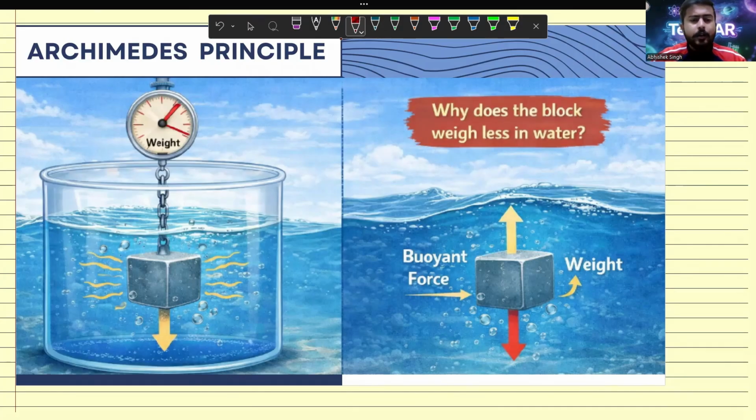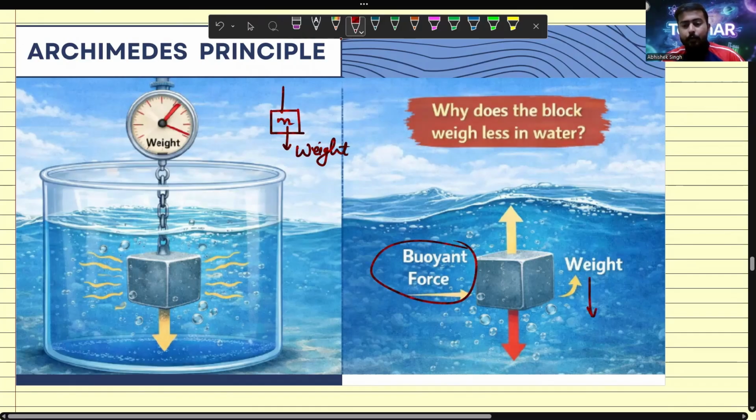If I put the block in air, there is only one force which is acting, that is weight. But if we put the same block in a liquid, the liquid also applies an upward force on that object. What is that upward force? Yes, the buoyant force. So there are two forces acting: first, weight acting downwards, and then the buoyant force which is acting upwards.